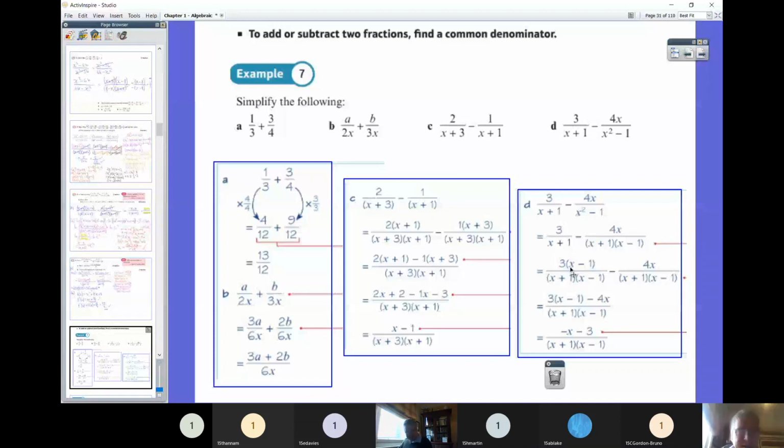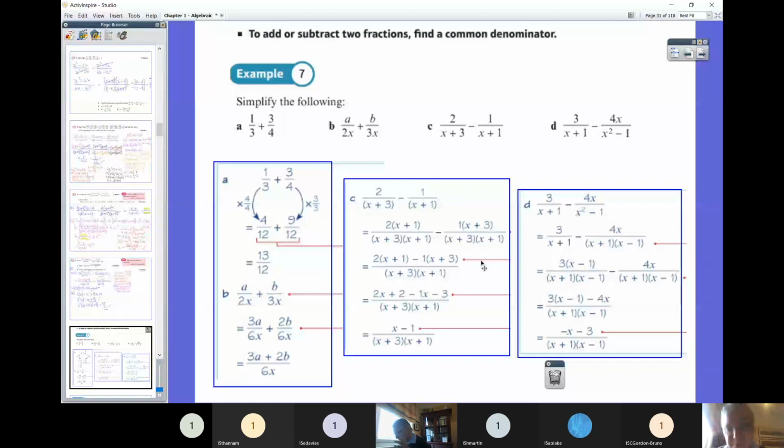For part B, because we've got 2x and 3x on the denominator, you're going to make 6x the denominator. For part C, because you've got x plus 3 and x plus 1, your combined denominator is going to be x plus 3 times x plus 1.